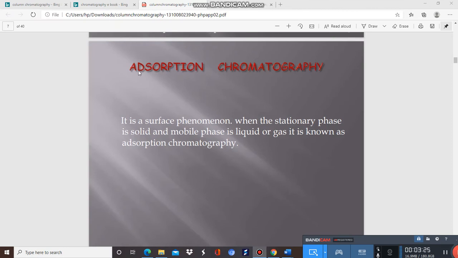Yes, the basic principle of column chromatography is adsorption. It is based on the principle of a surface phenomenon, that is adsorption. When the stationary phase is a solid and the mobile phase is liquid or gas, it is known as adsorption chromatography. In column chromatography also we use different types of stationary phases like silica gel, but of different grades. And for the mobile phase in column chromatography, in the general sense, we use different types of organic solvents.